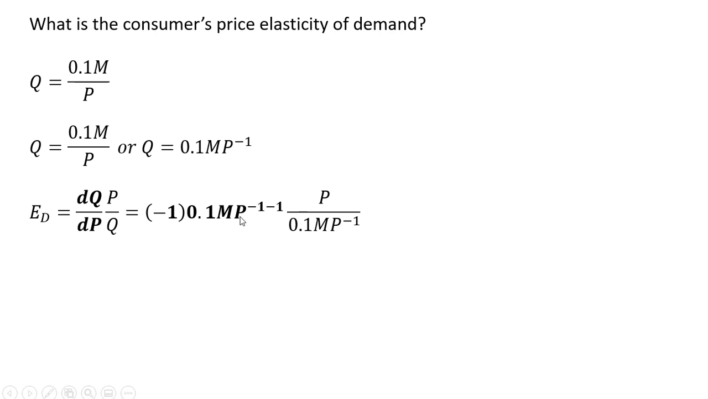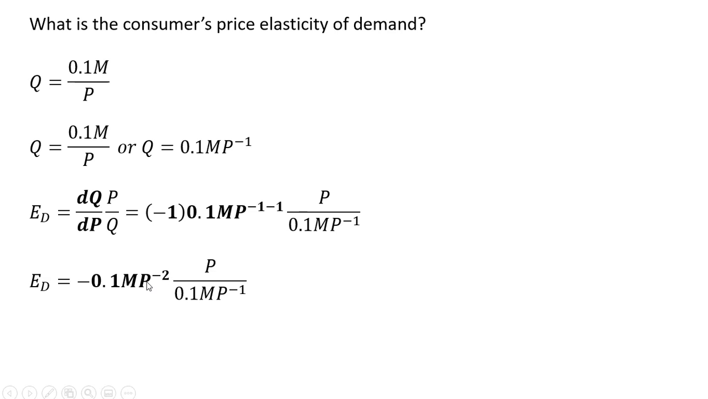The derivative here I've highlighted in bold. The exponent on the P term comes down in front, and then we subtract 1 from that exponent on the price term. And so that is our derivative. And then for P over Q, it's price divided by quantity. I'm just going to leave P alone. And then for the Q part here, I'm going to substitute in this result right here. That's what Q equals after all. And now we're going to simplify this down.